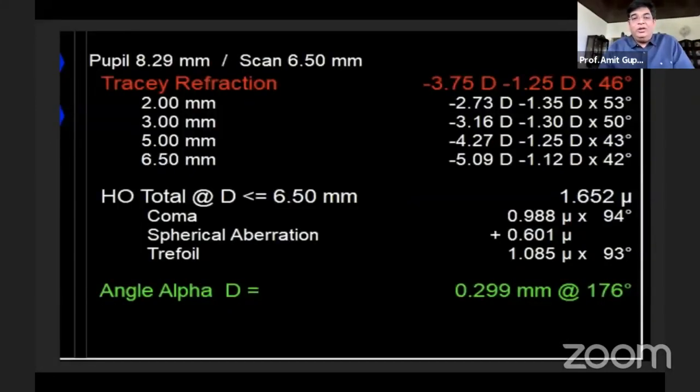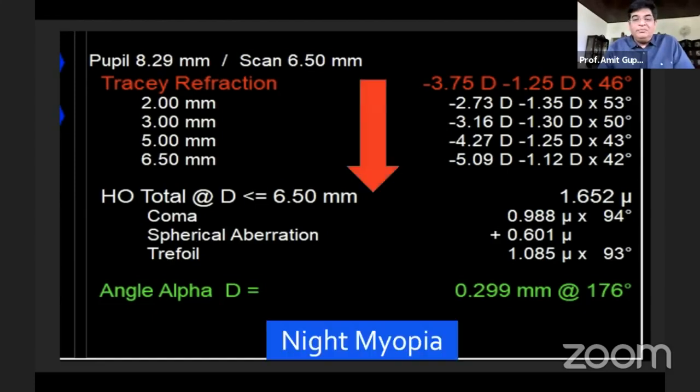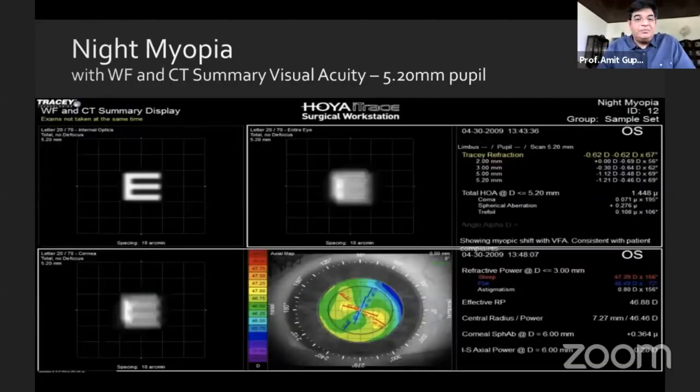Just as an example, if you look at this Tracey refraction map, if it's in red, it indicates automatically that this refraction is abnormal. Green would be normal. And so this patient, as we see, as the pupil diameter is increasing, is having more myopia. So this is what is leading to the night myopia, and usually this is related to a high degree of spherical aberration in these eyes.